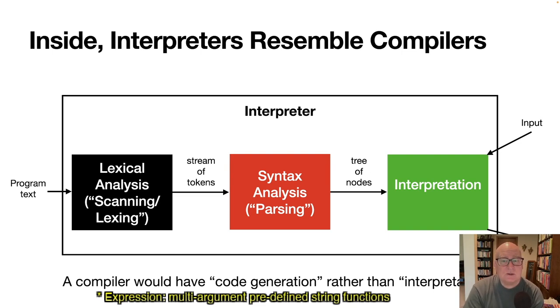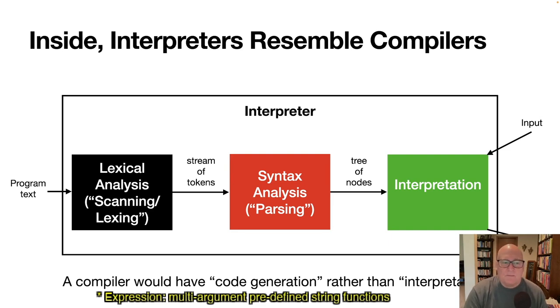And that produces a tree of nodes. Once you have that tree of nodes, you can interpret it. You take input from the user, do what the node says, take output, put it on the screen. The interpreter does all that. A compiler, by contrast, would take the tree of nodes and convert it into machine code that could run and do the input, output, and whatever.